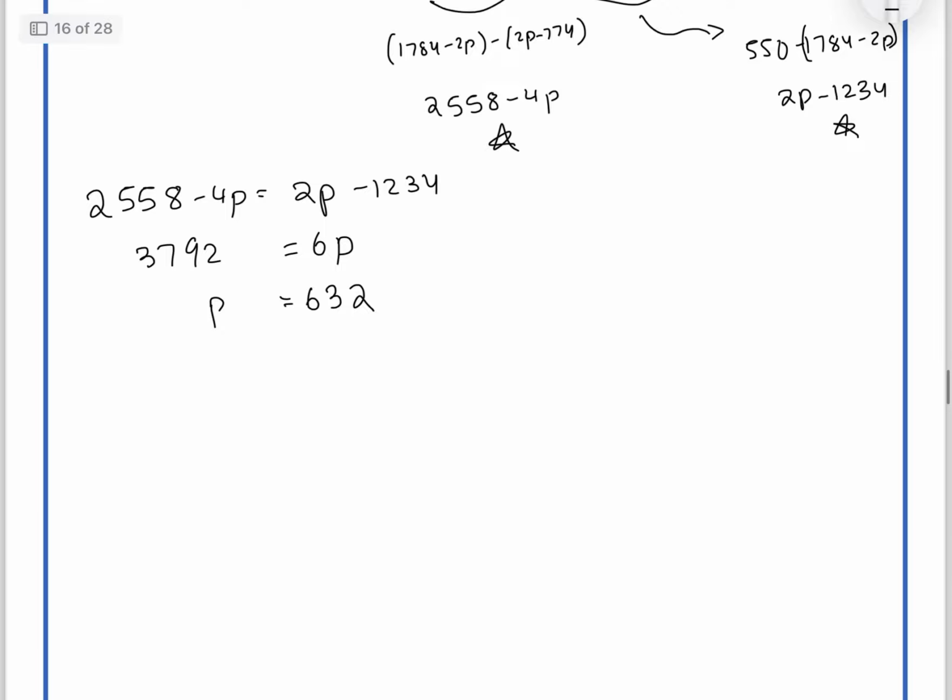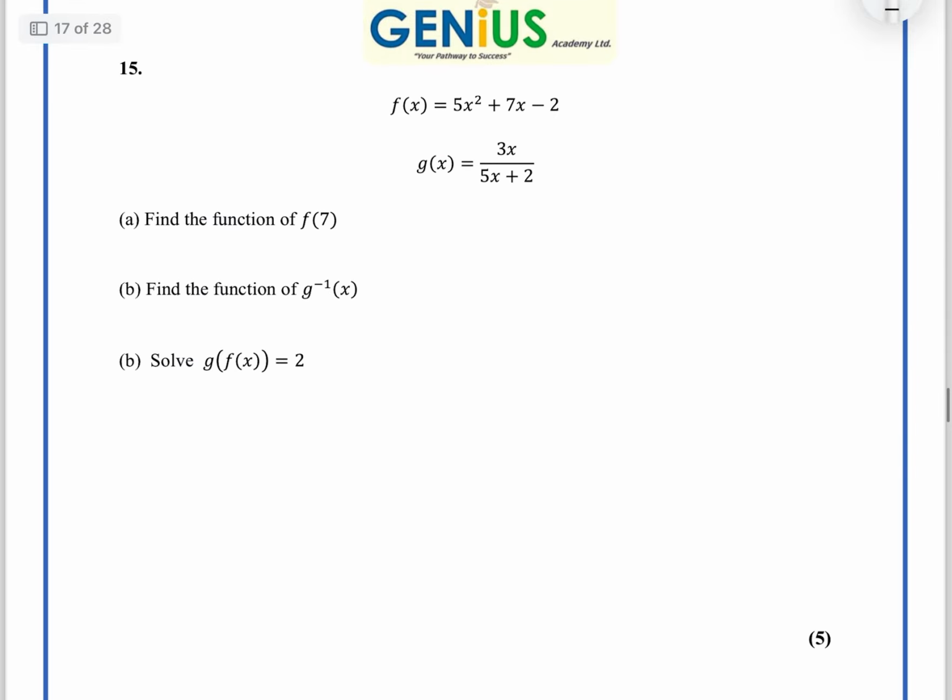Okay, moving on to the next question, question 15. So here we are dealing with functions. For part A, we need to find f of 7. For this, simply substitute 7 in wherever you see an x. So 5 bracket 7 squared plus 7 multiplied by 7 minus 2. Putting this in a calculator or calculating it by hand, you should get 292.